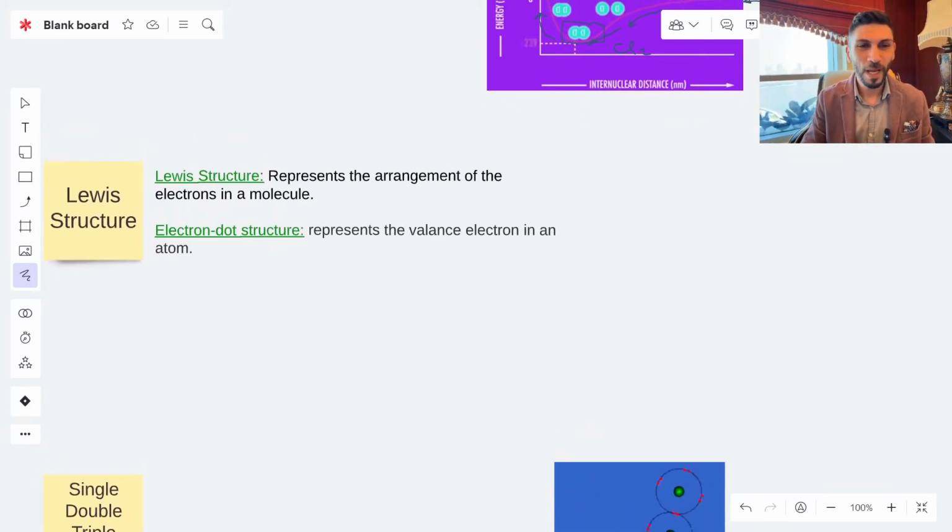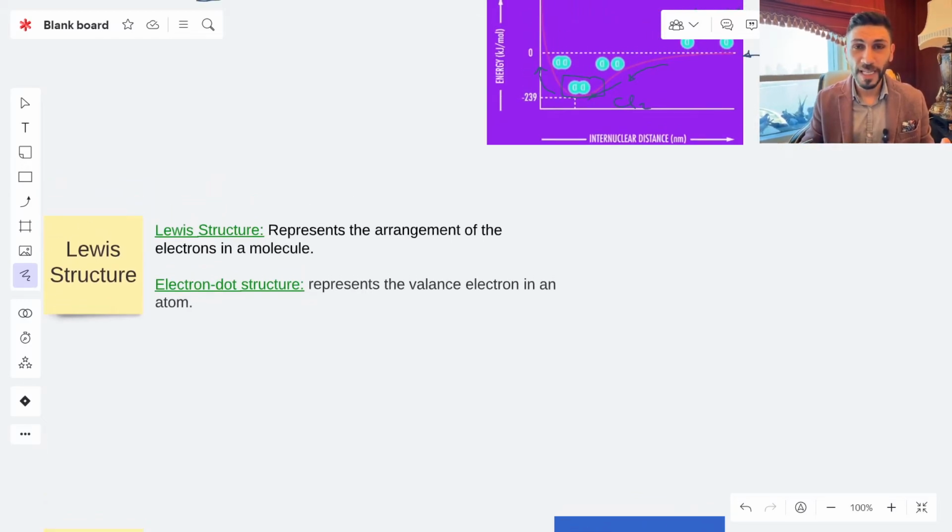Now, because we are studying an introduction to the covalent bond, we need to know all the terms that we are going to use in this chapter. One of the terms is Lewis structure. We studied before in the electron configuration, if you remember, the electron dot structure, and it represents the valence electrons in an atom.